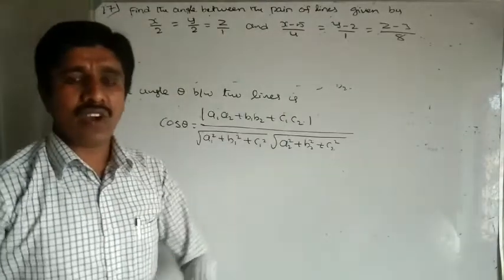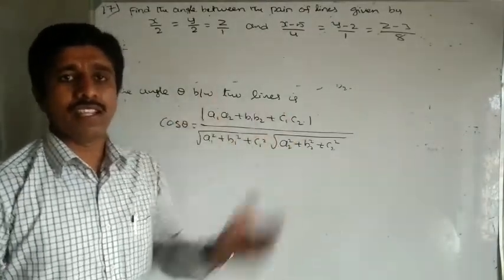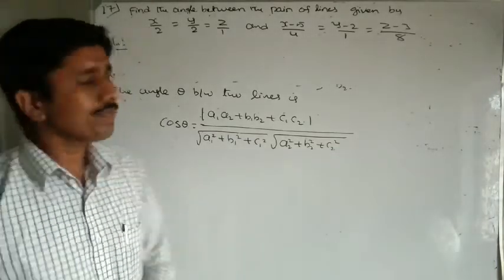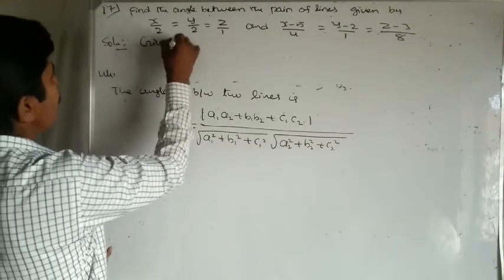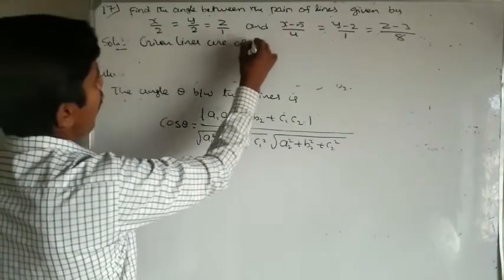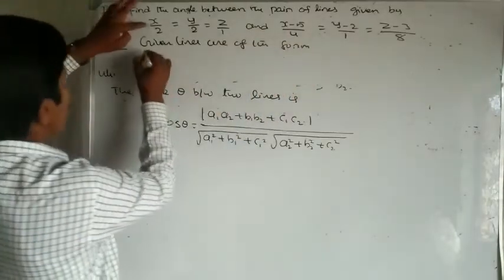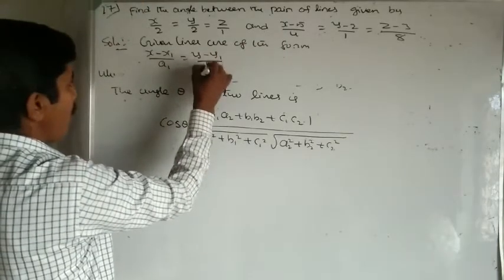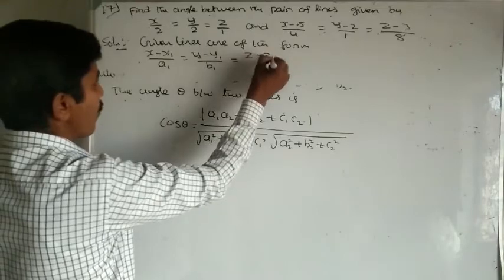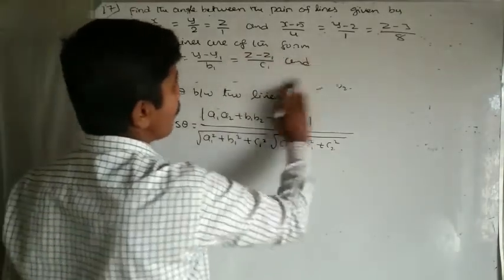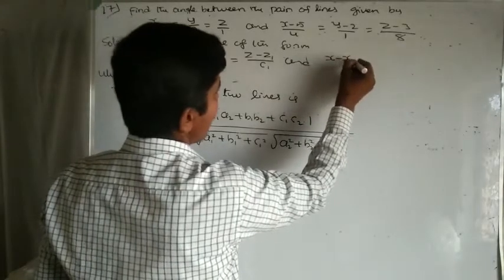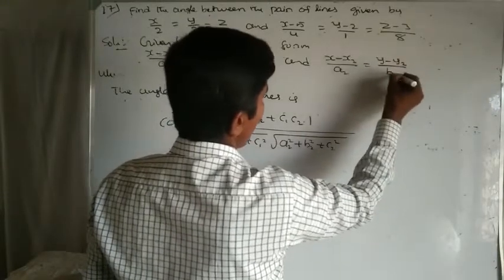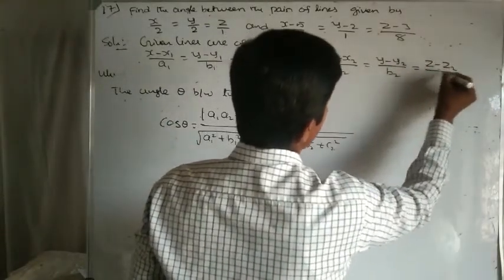Here the given two lines are in Cartesian form. Comparing this with the standard equation, write the direction ratios of the two lines and find the angle between them. So the given lines are of the form: first one, x minus x1 by a1 equals y minus y1 by b1 equals z minus z1 by c1, and the second standard equation, x minus x2 by a2 equals y minus y2 by b2 equals z minus z2 by c2.